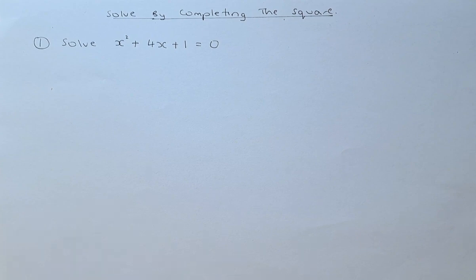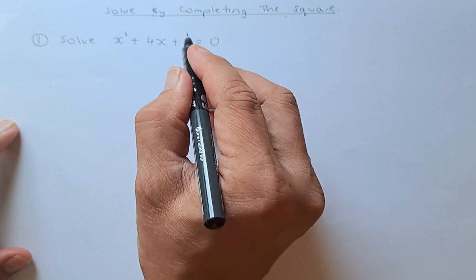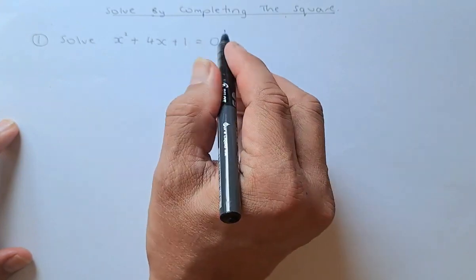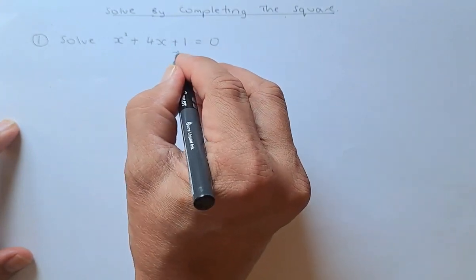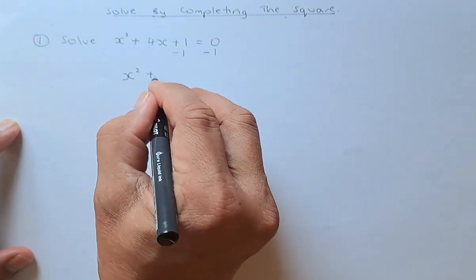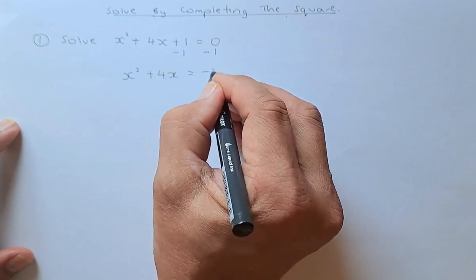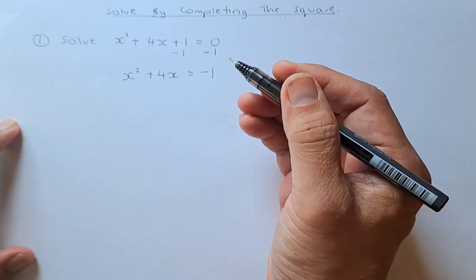So the first thing you do when you have x squared plus 4x plus 1 equal to 0, you have to bring the constant over to the right hand side. So to do that, you minus 1 on both sides. Okay, so it becomes x squared plus 4x, this cancels out, equals negative 1. So that's the first step.